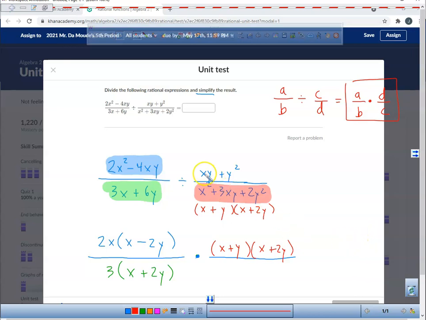Okay, so guys, right here, do you guys see how there's a y that's common to both right here? So we're going to factor out a y, and we're going to be left with x plus y. So all I did was factor out a y out of the numerator. And I'm going to put the y down here. I'm going to put x plus y right here.